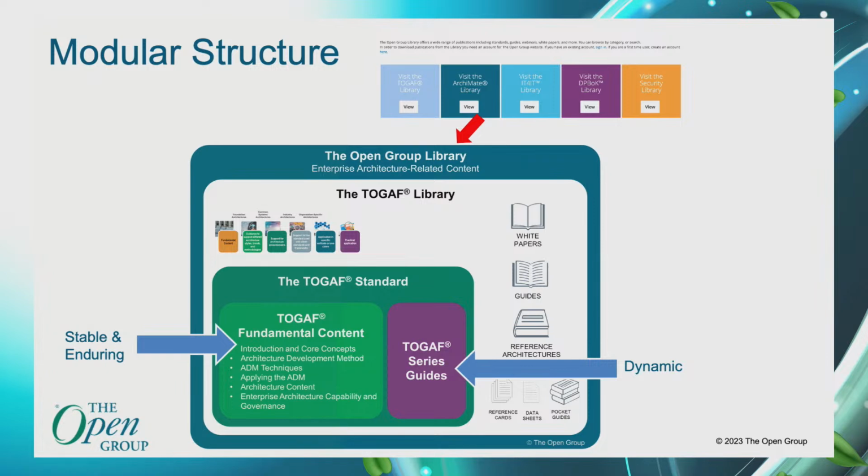Now, if you look at the standard now, you'll actually see it's divided into 2 types of content. So we've got what we call the TOGAF Fundamental Content. Now, you can think of that as almost equivalent to what was the 9.2 standard. We've sort of modularized that, so we've actually broken that out from 1 book into 6 documents. That is considered the stable and enduring content, so that is really the what.